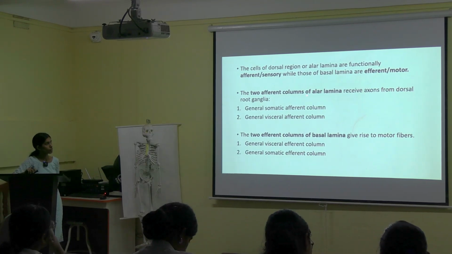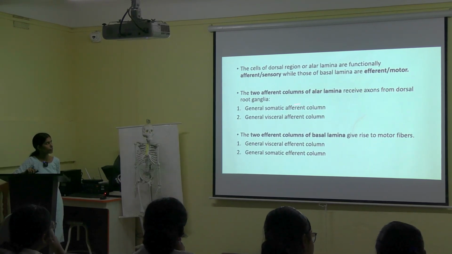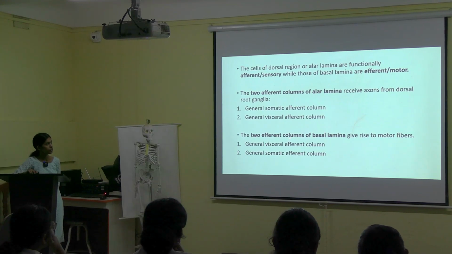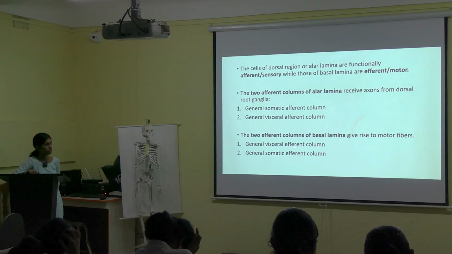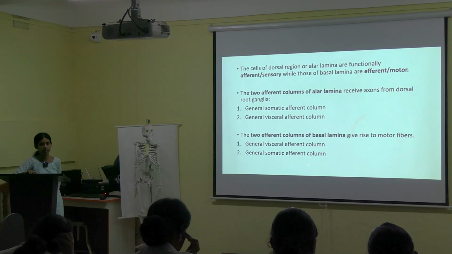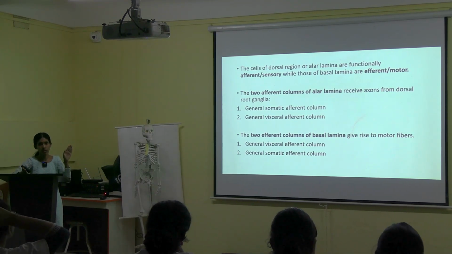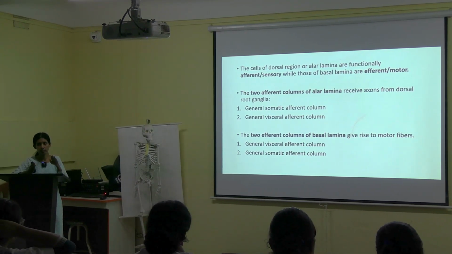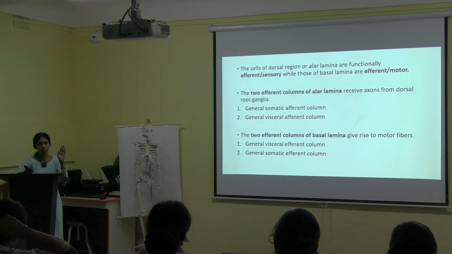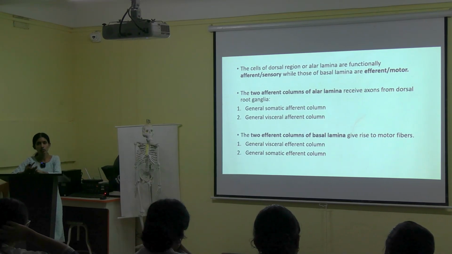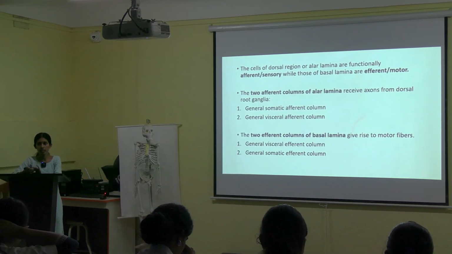The two afferent columns of the alar lamina receive axons from the dorsal root ganglia. They are the general somatic afferent column and general visceral afferent column. The two efferent columns of the basal lamina give rise to your motor fibers. Those are the general visceral efferent column and general somatic efferent column. Remember, the somatic columns are present on the outer part, visceral in the middle part. So the somatic is present throughout your spinal cord, whereas the visceral is restricted only to the thoracic, lumbar and sacral regions.